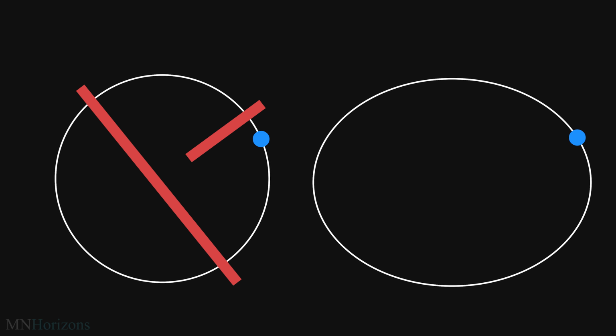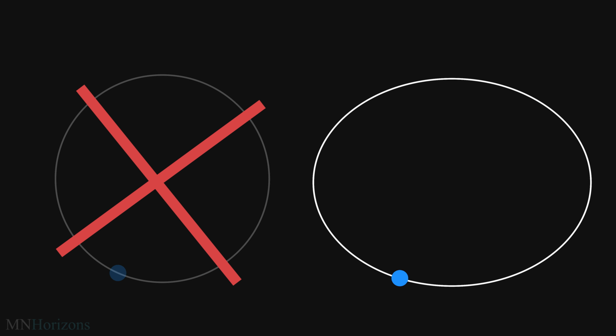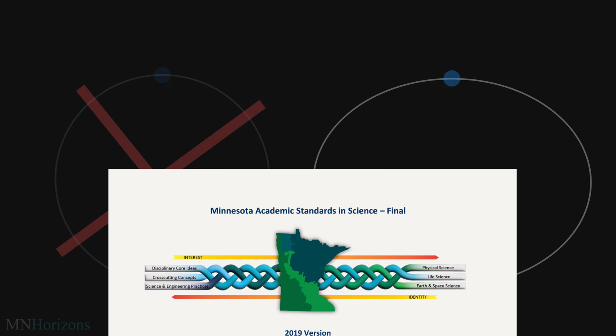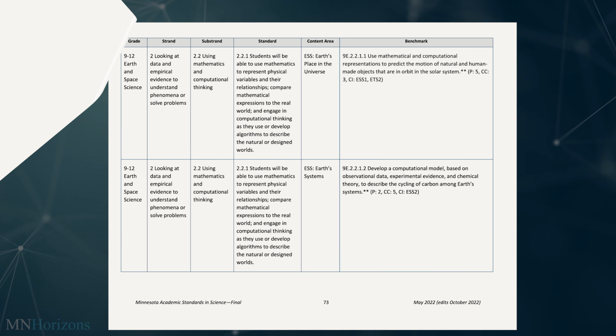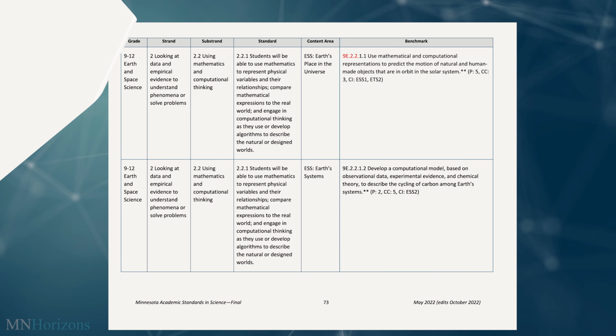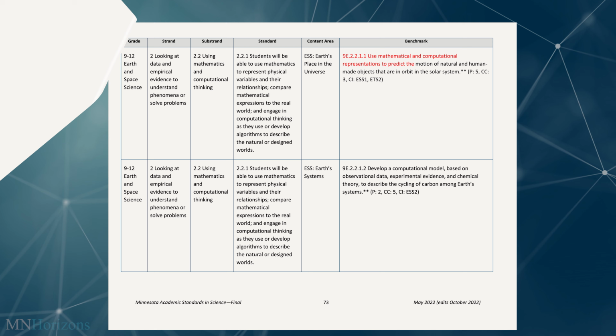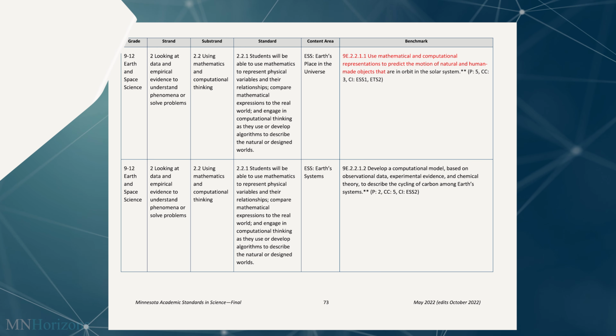To summarize, planets do not move in perfect circular orbits. Instead, they follow elliptical paths with the Sun located at one of the foci. This idea is a critical foundation for understanding Minnesota Standard 9E2211: Use mathematical and computational representations to predict the motion of natural and human-made objects that are in orbit in the solar system.